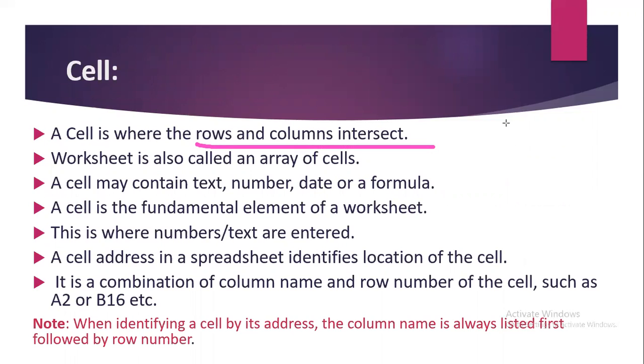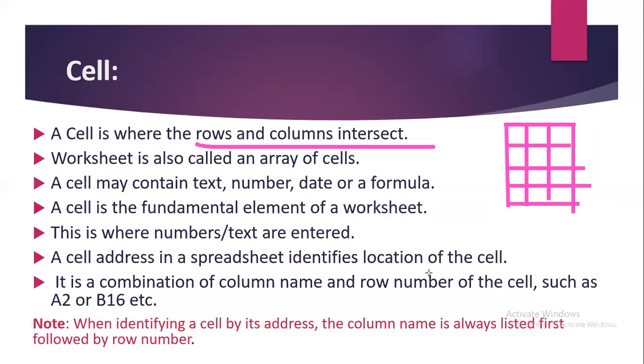For example, this is one Excel sheet. We'll consider this. For example, these are the rows and columns we have already drawn. So what is a cell? Here it is a cell where the rows and columns intersect. It forms a cell. So this is the cell.